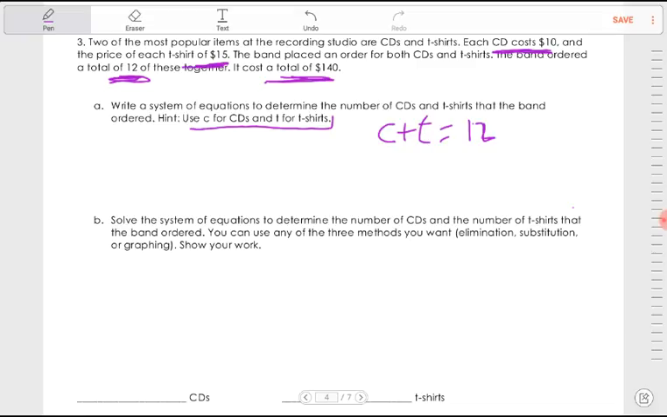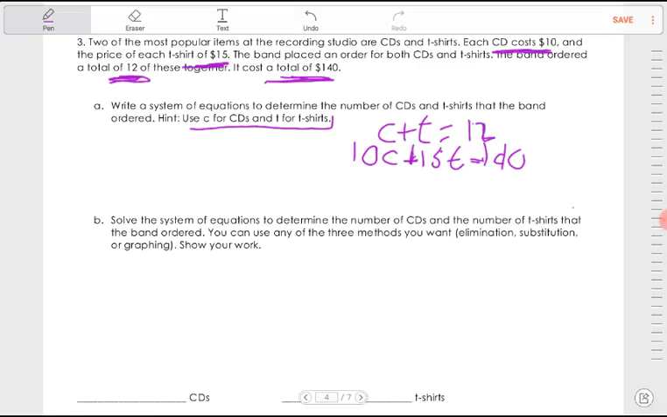And now our second equation is going to be our cost. Each CD costs $10. I'll show that by multiplying 10 times C. And each t-shirt is 15. And that's going to equal how much altogether? 140. Okay. And that's it. That's all we have to do for our first part. That's our number of items. That's our first equation, and our cost for our second.